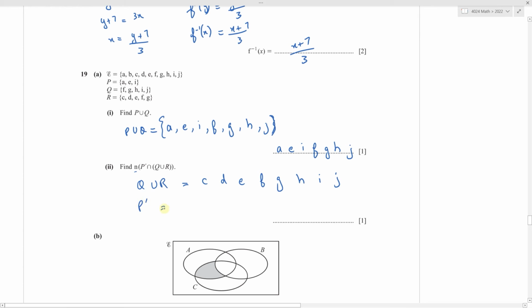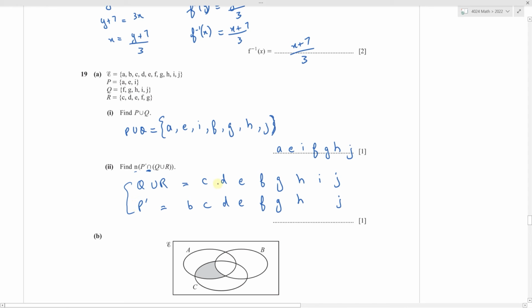What is P complement? All the elements that are not in P. So all the elements except A, E, I, which are B, C is not here. So C, D, E, F, G, H. I is here, so I is not part of P complement. And then J. Now you have to find the intersection of these two, P complement intersection Q union R.